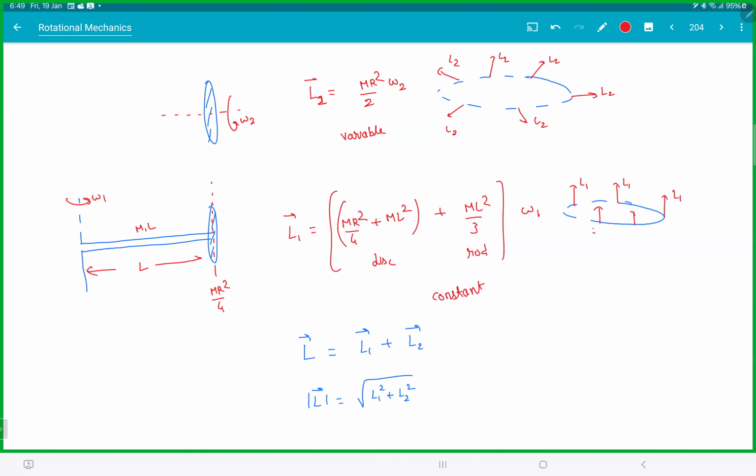Let me show you something. So this question is still not over. We have to find the relation between omega 1 and omega 2. But before that, let's see something.